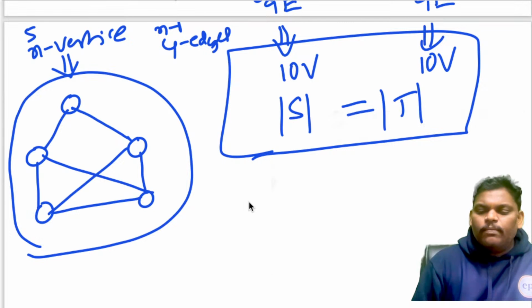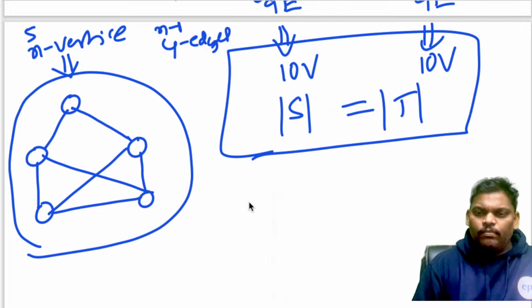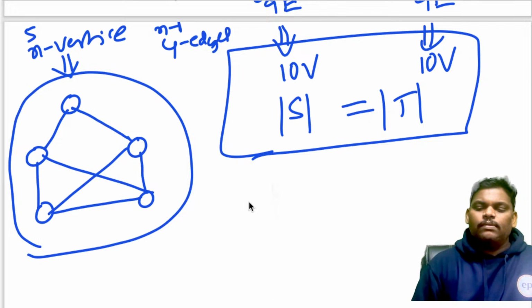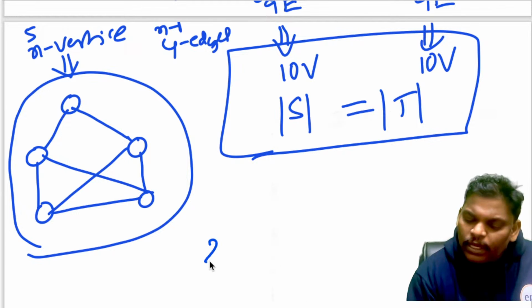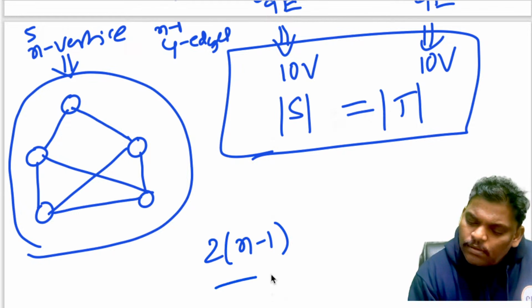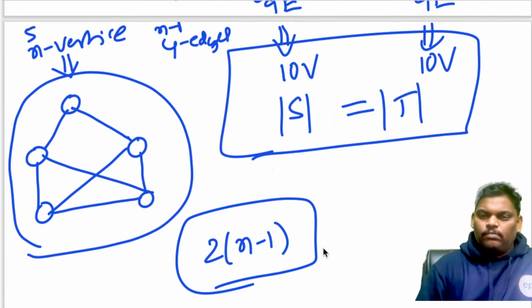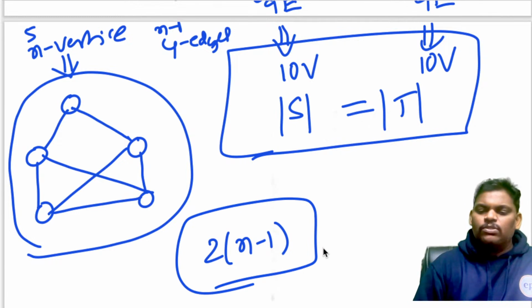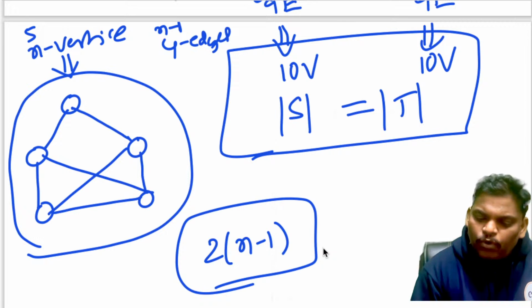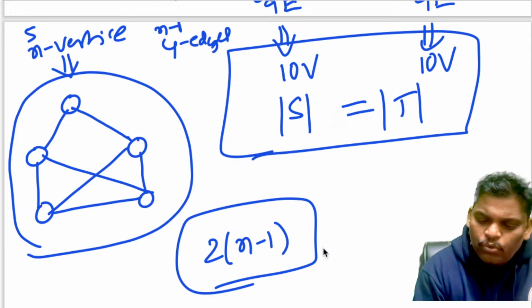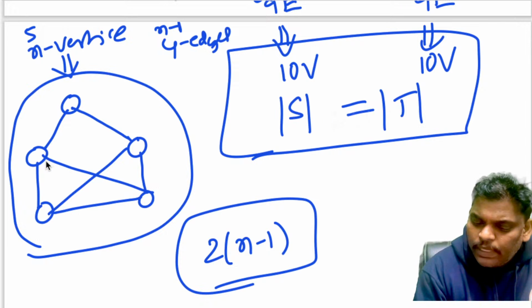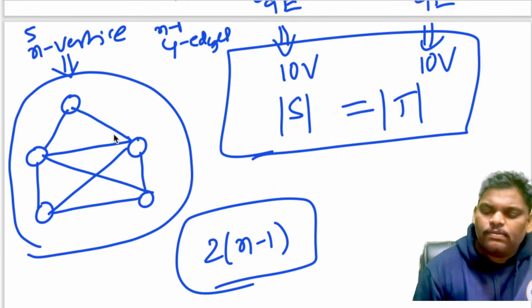So can you count how many edges? 2 into n minus 1. 2 into 4, 8 edges. So outside 5, inside 3, I think this.